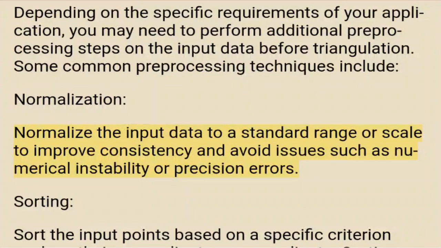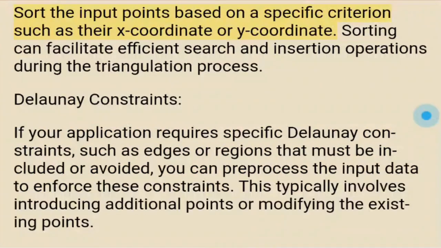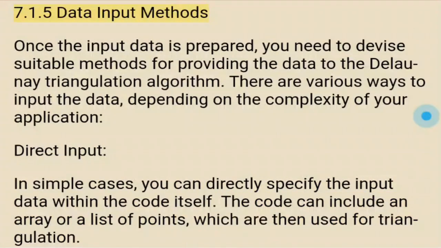Normalize the input data to a standard range or scale to improve consistency and avoid issues such as numerical instability or precision errors. Sorting. Sort the input points based on a specific criterion such as their x-coordinate or y-coordinate. Sorting can facilitate efficient search and insertion operations during the triangulation process. Delaunay constraints. If your application requires specific Delaunay constraints, such as edges or regions that must be included or avoided, you can preprocess the input data to enforce these constraints. This typically involves introducing additional points or modifying the existing points.